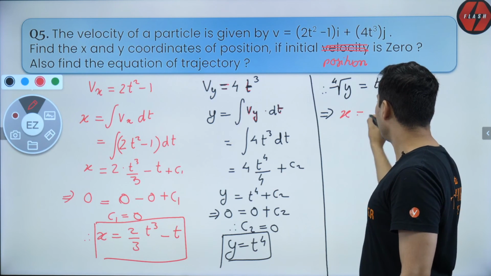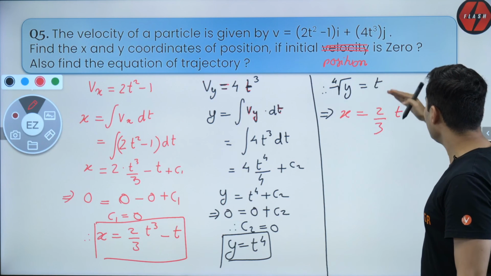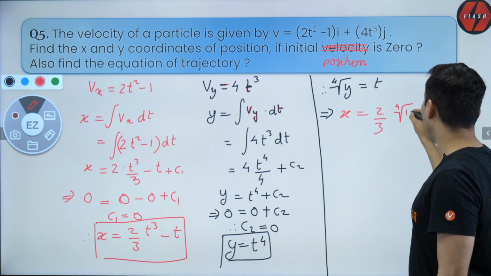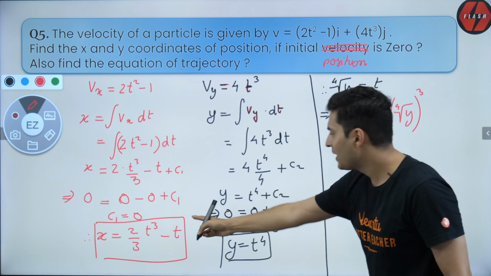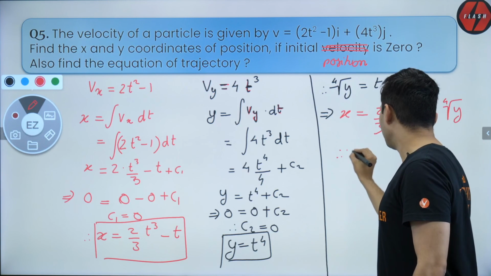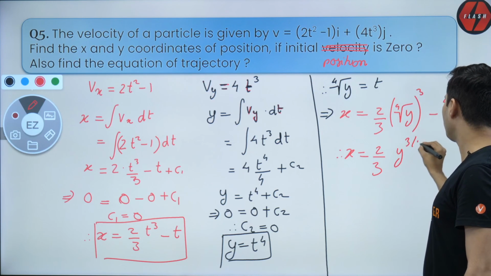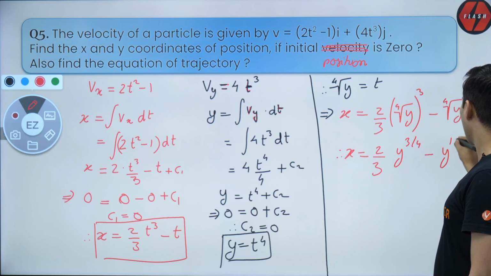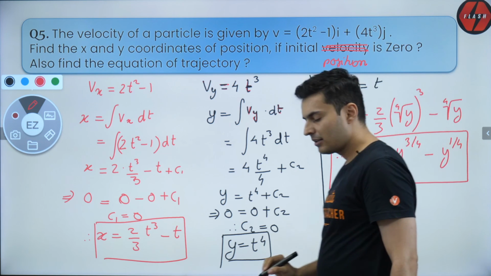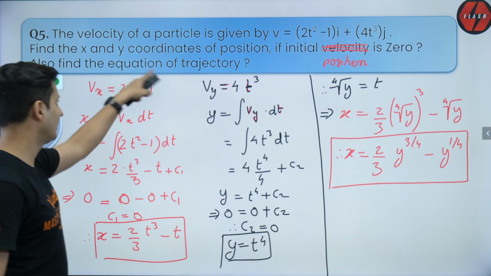X will be equal to 2/3 t raised to 3. Now what is t? T is 4th root of y, right? So it is 4th root of y whole cube minus t. What is t? 4th root of y. So just simplify it little bit. You can't do much. So it will be 2/3 of y raised to 3 by 4 minus y raised to 1 by 4. That's it. You cannot do anything further beyond this. That's the answer. An equation which does not contain time is called as the equation of trajectory.